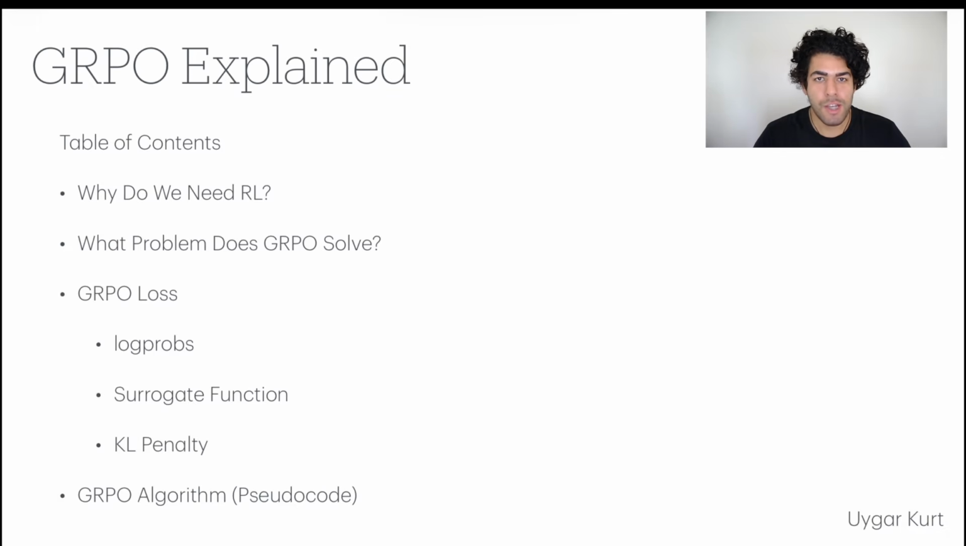And then we will go into the technical details. So GRPO is an algorithm. First of all, we will look at how we calculate the loss of GRPO. We will go into the details of the mathematics, but it is not heavy, it is very straightforward, and I will explain it in a very understandable way. So bear with me at this point. We will take a look at log probs, the surrogate function, and the KL penalty, which are the elements that make up the GRPO loss.